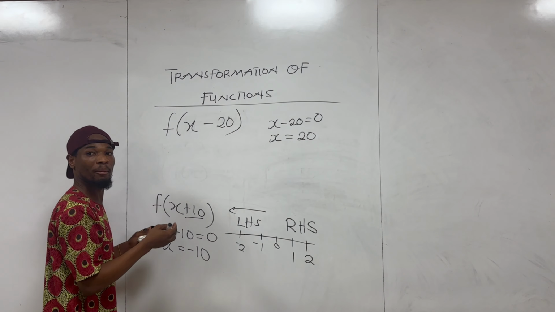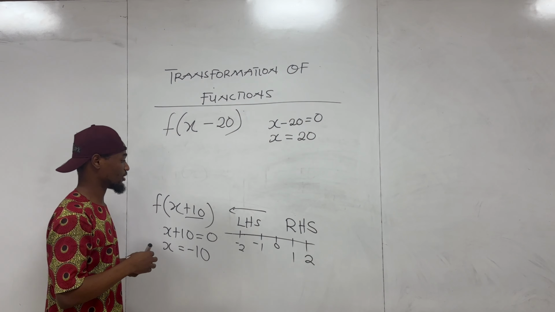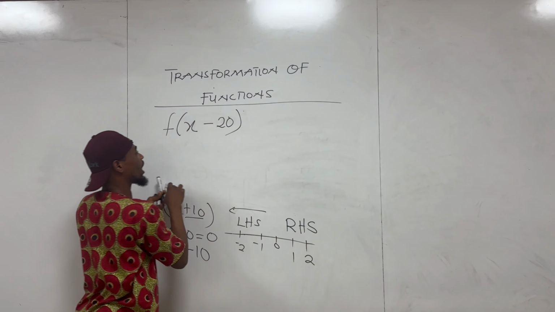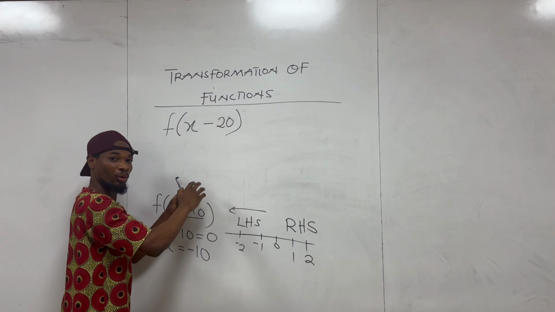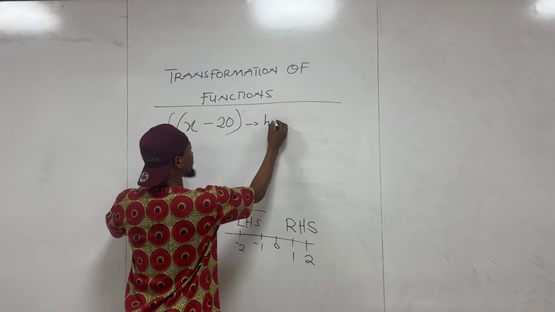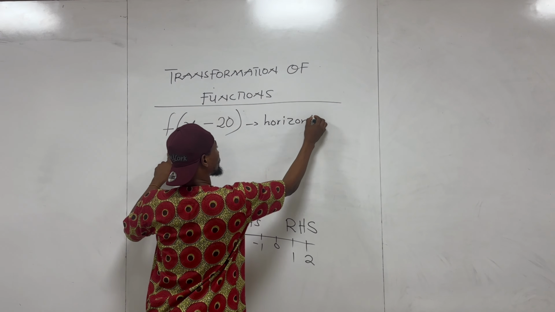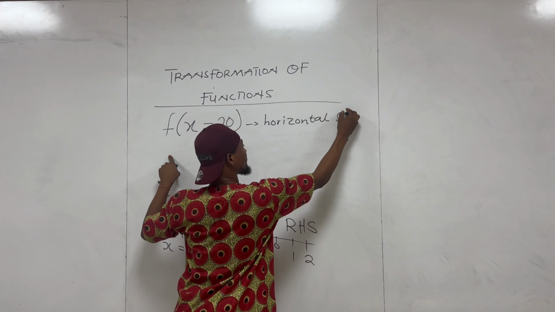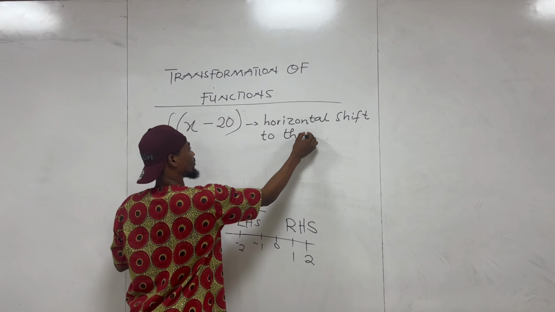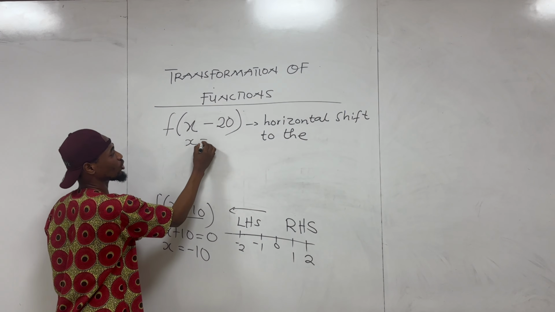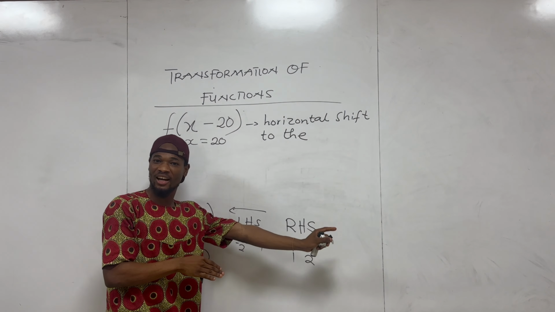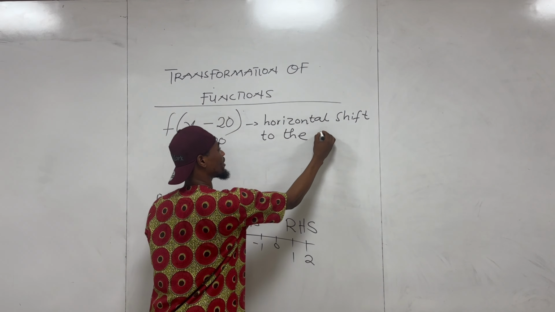So how do we interpret this mathematically? Alright, so I would say, since we have the expression this way, it calls for horizontal. Okay. So I would say this is horizontal shift to, remember here we had x to be equal to positive 20. So horizontal shift to the right hand side, right? So to the right.